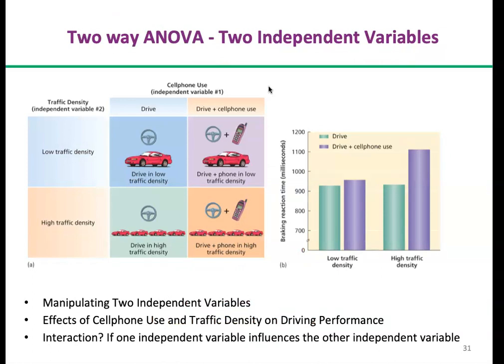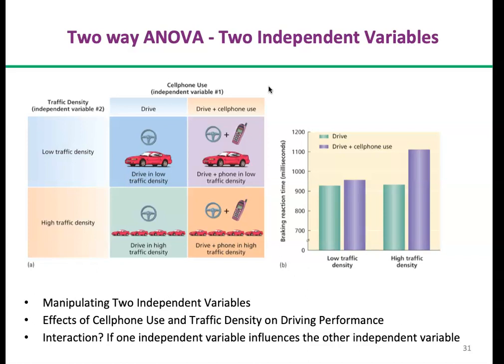A two-way ANOVA. This is when you have two independent variables. Okay. So let's say that you're measuring the effects of cell phone use and traffic density on driving performance. Okay. So the two independent variables are cell phone use and traffic density, and the dependent variable, the thing you're measuring, is the driving performance. The reason you're doing both, if you were just doing cell phone use and driving performance, you're only going to find out cell phone use and driving performance.